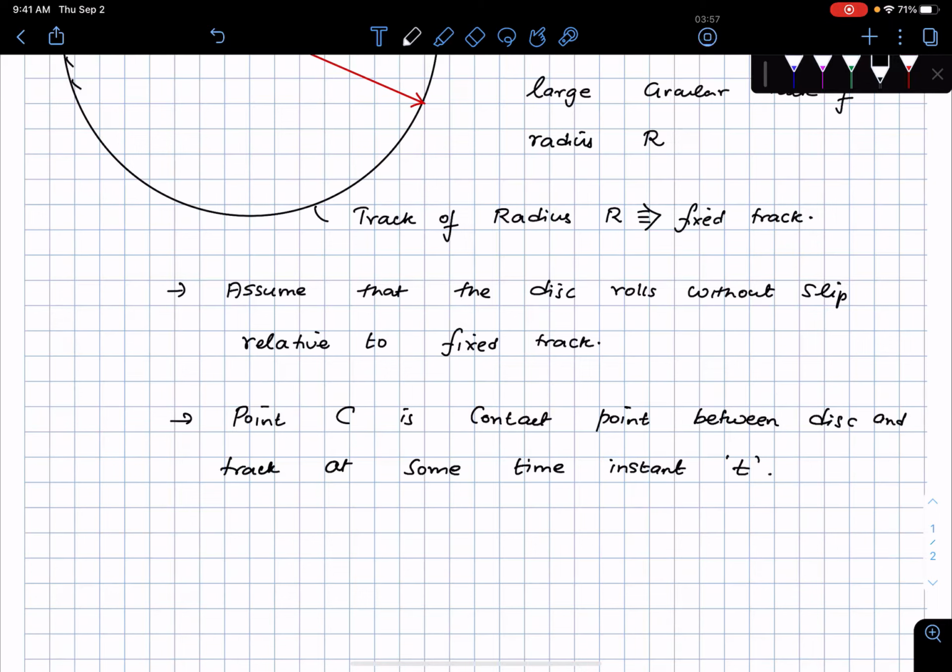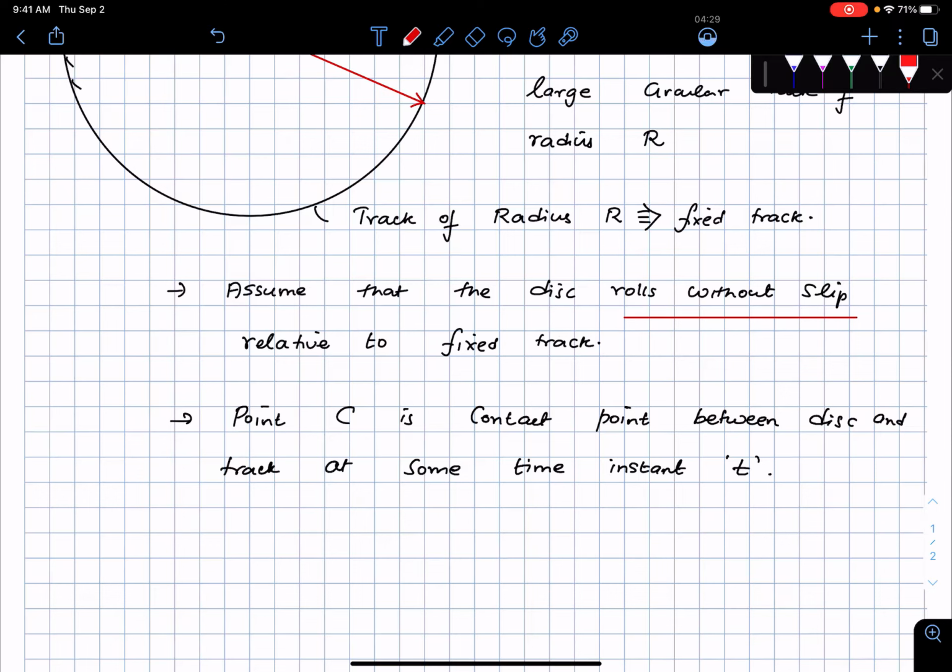Okay, and importantly, you're told that this disk is rolling without slip, which means that at any point in time, the relative velocity between the point of contact and the track is taken to be 0, and the relative acceleration in the tangential direction is going to be 0 as well. And we're going to talk about this as we solve the problem further.